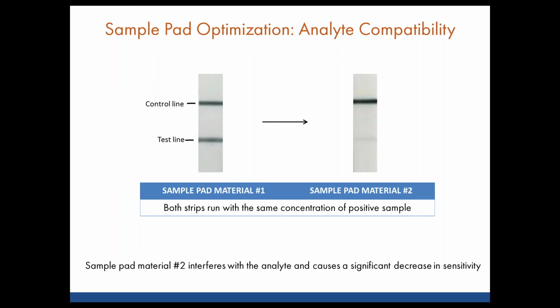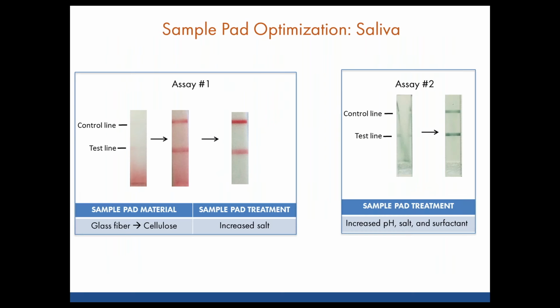through the membrane. The main point here is that if you performed all of your optimization with sample pad number 2, you will never see the full potential of your assay system. Another important point is that sample pad number 2 could be optimal for a different test, which makes it important to screen for each individual assay. Another important factor is to optimize for the particular sample medium that you're using.